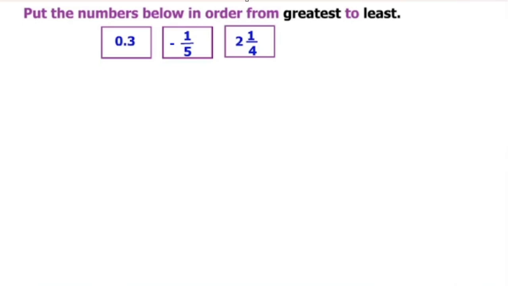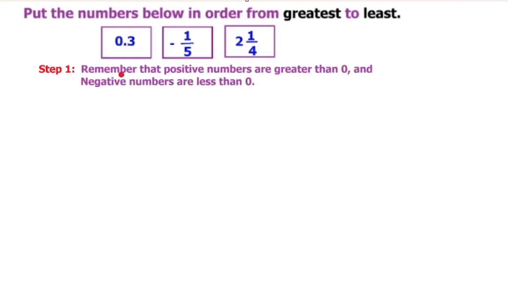In this lesson, we're going to put a string of numbers in order from greatest to least, and we have a mix of different types of numbers. We have decimals, we have fractions, we have positive and negative and mixed numbers. Okay, so the question asks us to put the numbers below in order from greatest to least.